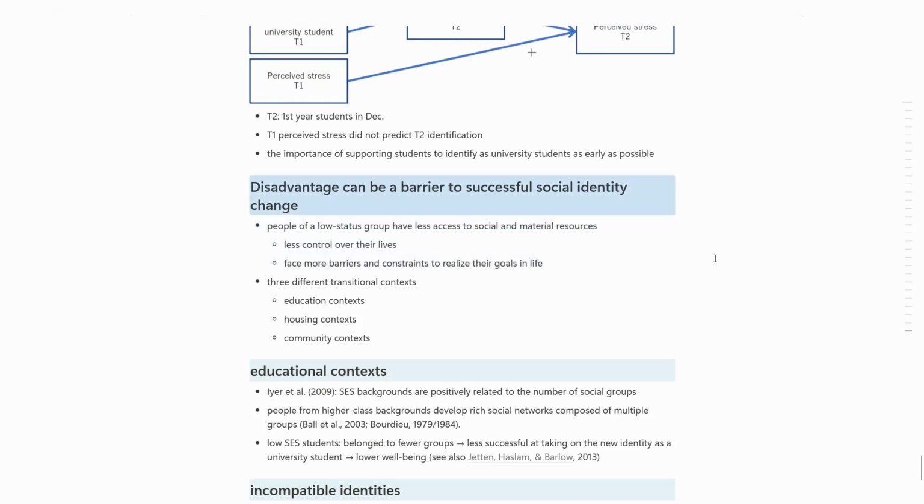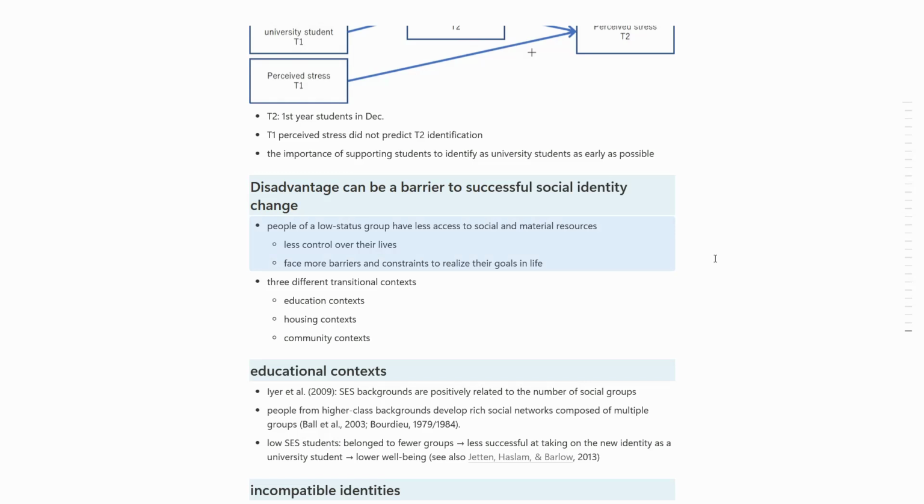So disadvantage can be a barrier to successful social identity change. I have been talking about how low status tends to be related to poorer health. Of course, being in high status doesn't always mean that they tend to have good health, but in general there is a difference between high and low status group people in terms of their health, and that's true for life transitions.